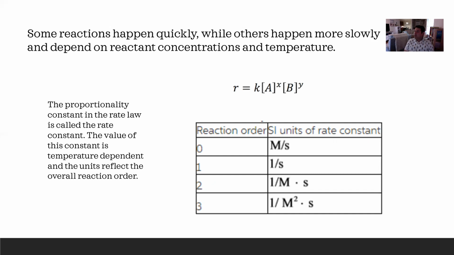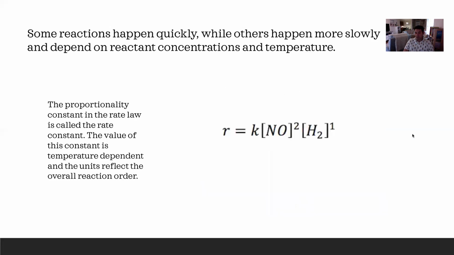So I'm pretty certain we are going to see this at some point, and we want to make sure we can handle that. So we want to make sure we can determine the units for K based on the overall order, and the whole point of that is to get the units on this right side of the equation to equal the units of R, which need to be molarity per second.